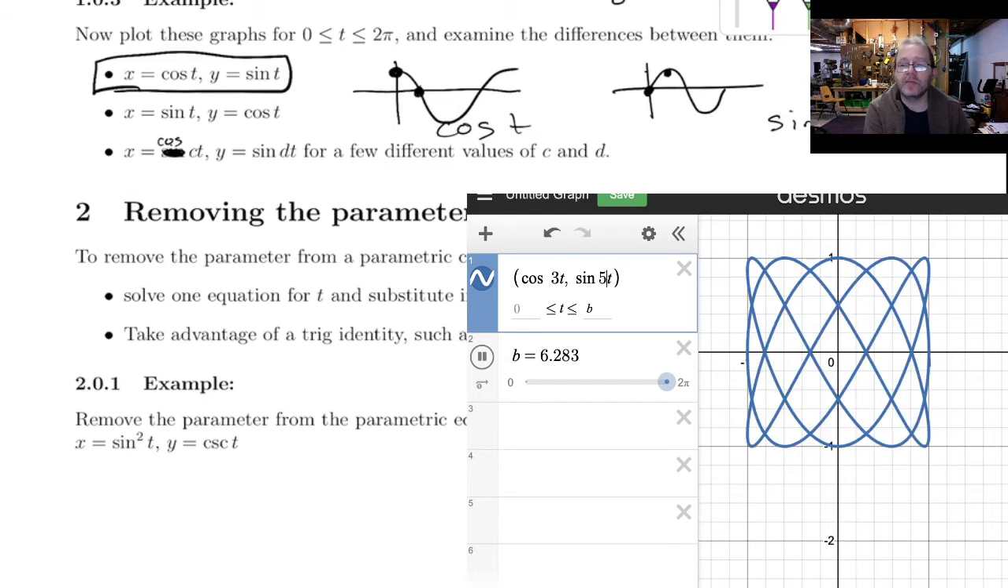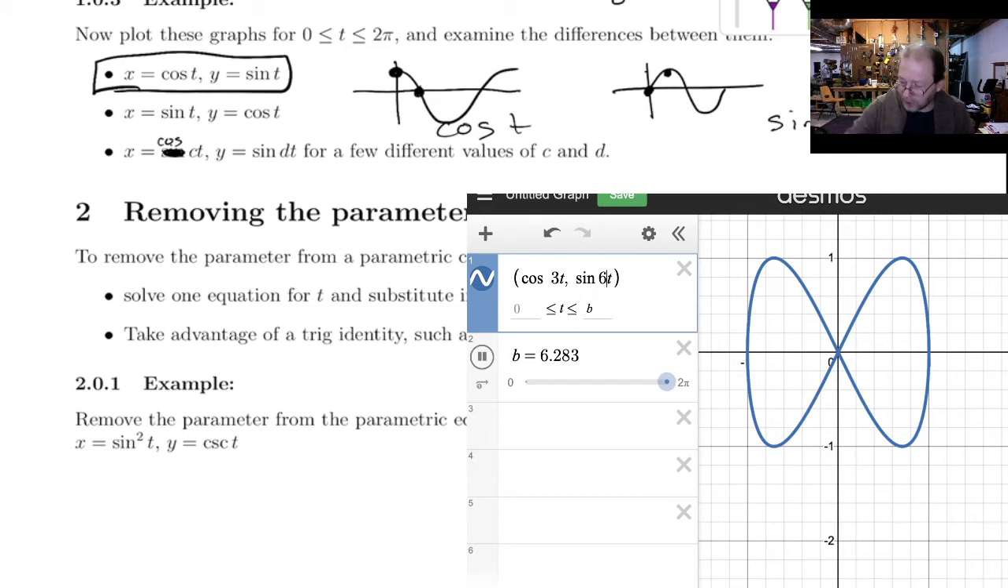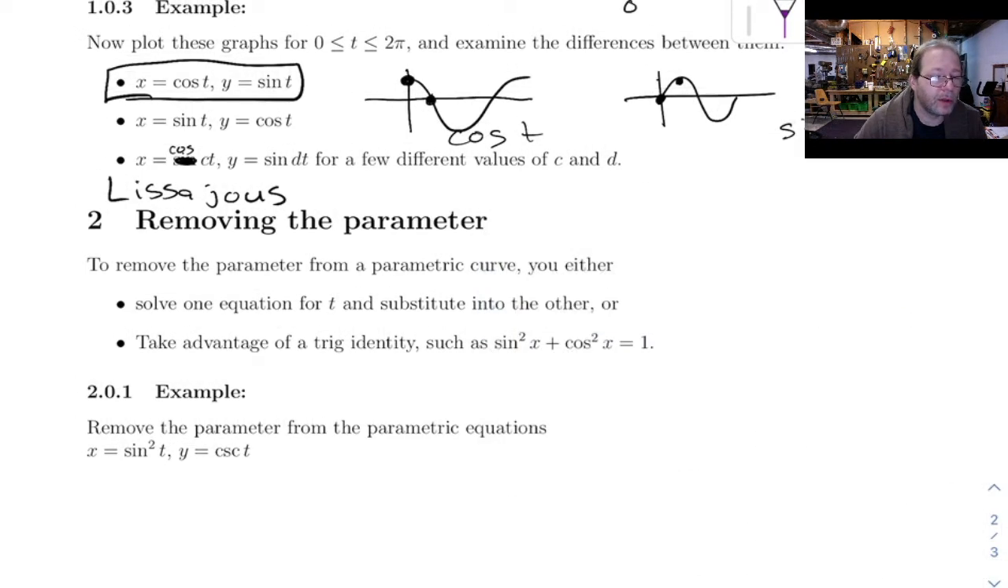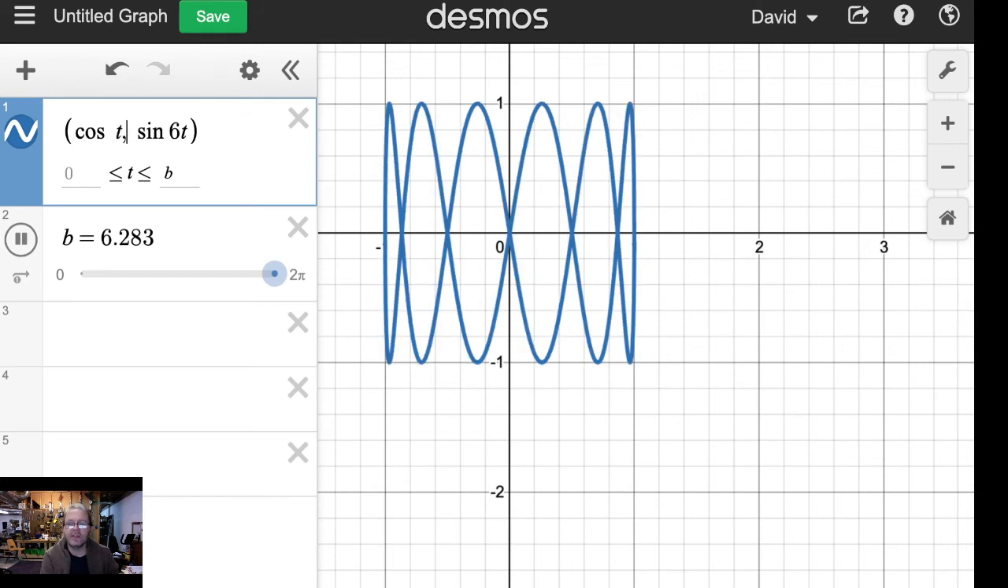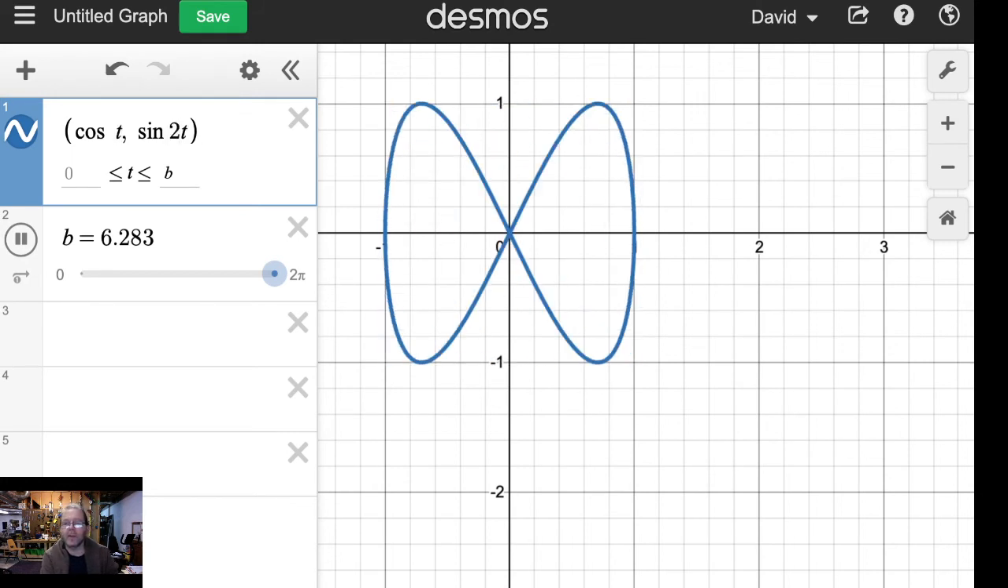These shapes are called Lissajous functions, and they're fun to play with. So let me pick 2 numbers here. 3 and 6 gives us the same thing that we would get with 1 and 2. So let's pick 2 numbers that are relatively small but are also relatively prime. So let's go with 2 and 5.